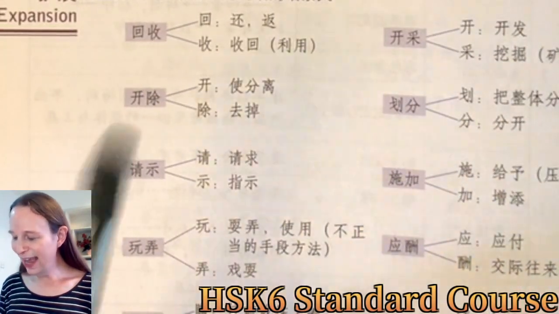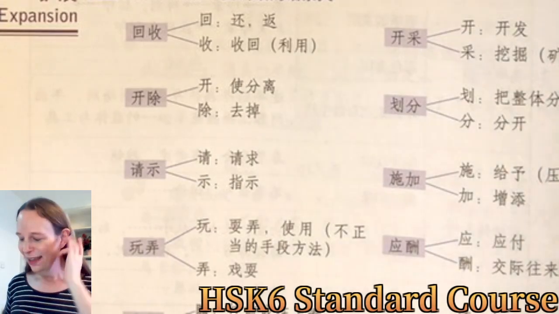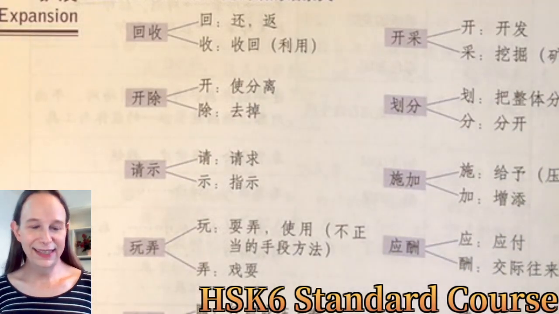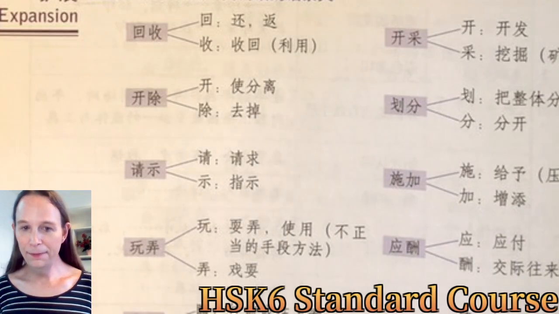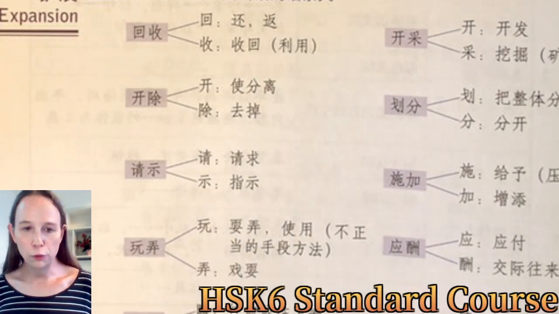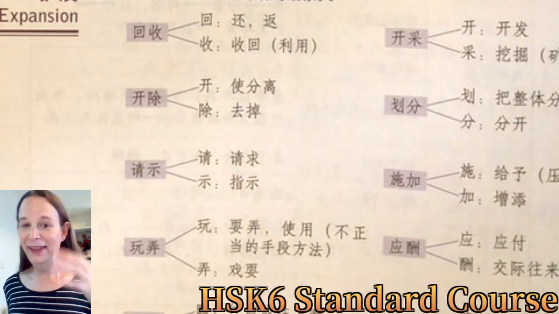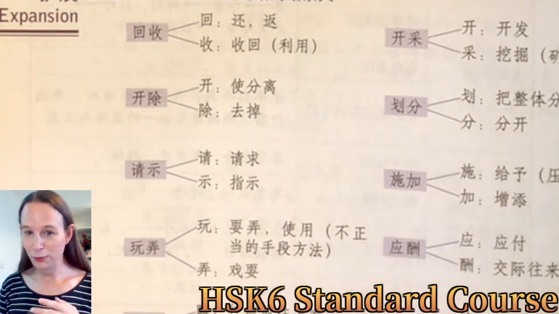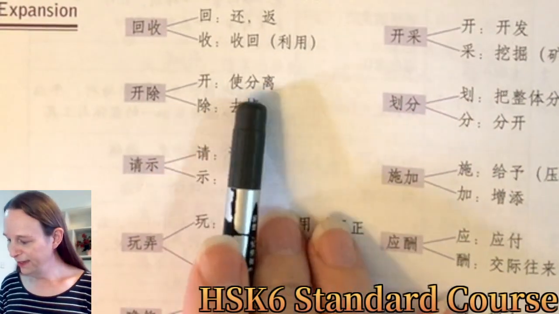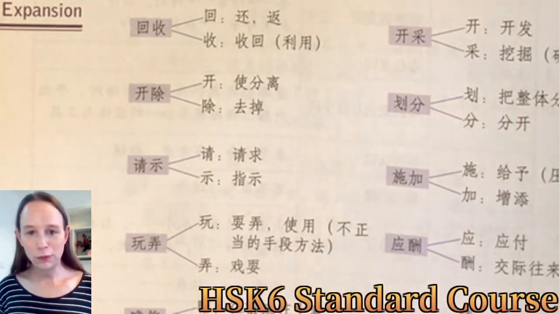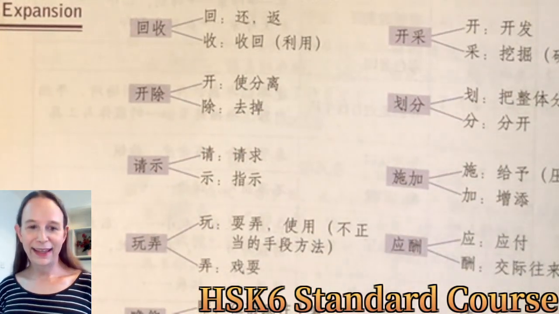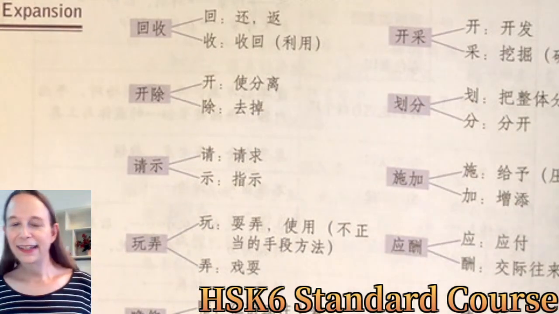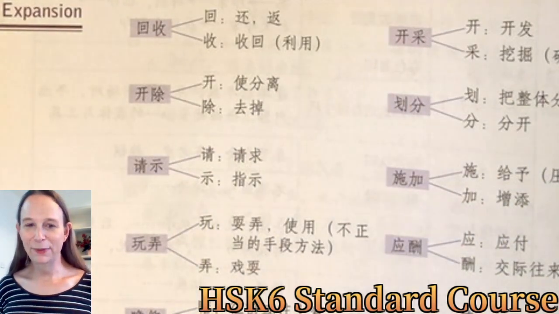Okay, next. Kaichu. We talked about this, didn't we? We talked about Kaichu, Jiegu. And what was the other one? Chuzhu. Yeah, they both mean kind of expelled in some way. Kaichu is like you're expelled from school. 去掉, yeah, 开除, 那个逃记的学生, 他被开除了, he was expelled from school.